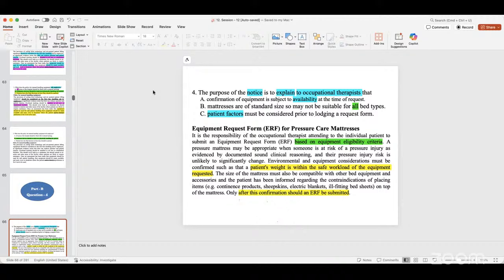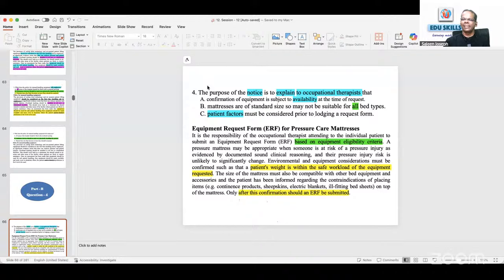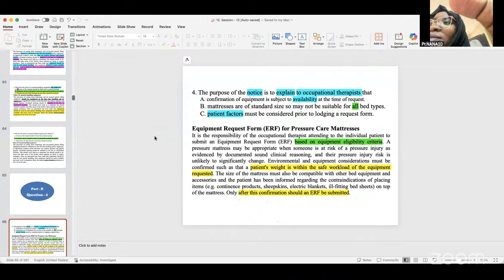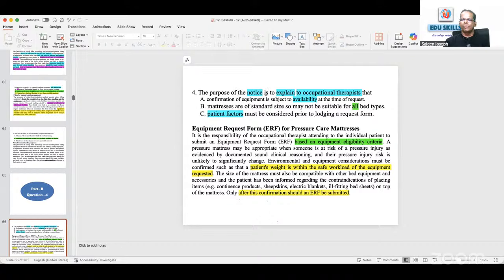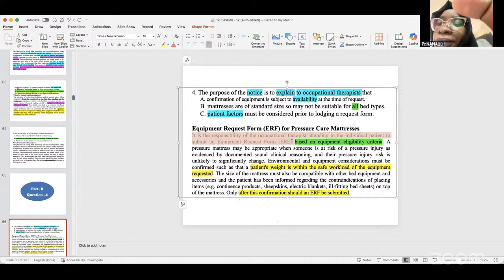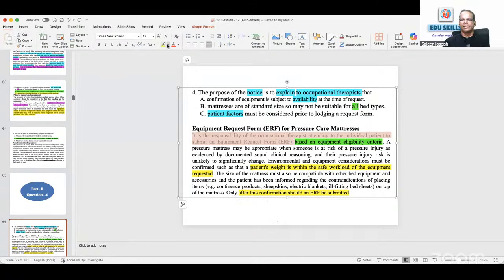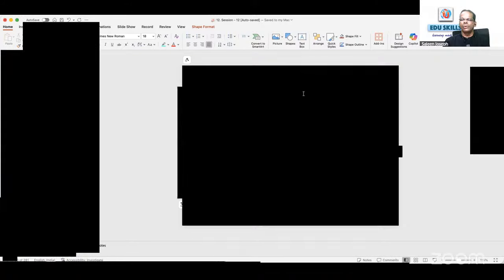Patients, yeah. Do you get it? They're asking, I can't understand yet. Could you repeat? Yeah. Now you see, the question is the purpose of the notice is to explain to occupational therapists, what to explain. The first sentence is known as the topic sentence in any paragraph. Normally that is the topic sentence, till criteria: it is the responsibility of the occupational therapist. The purpose of the notice tells it, what does it explain to the occupational therapist?